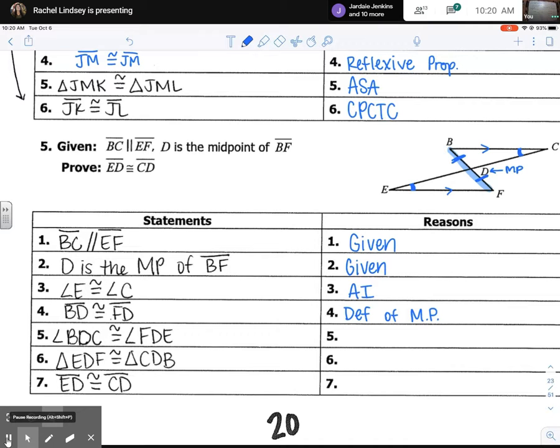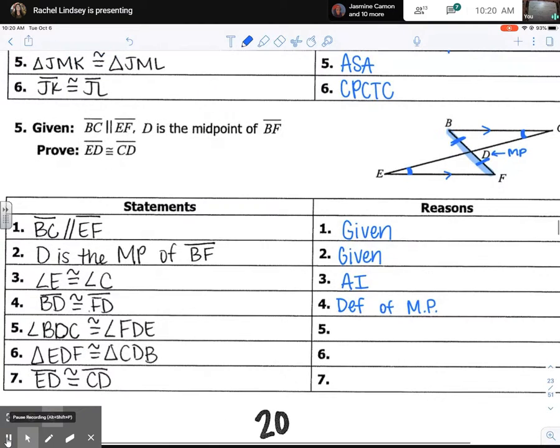Then number 5 says angle BDC is congruent to angle FDE. Those are vertical angles. If you flip that one up, it wouldn't fit. You've got to flip it up and rotate it. But that still means it's vertical. Okay.